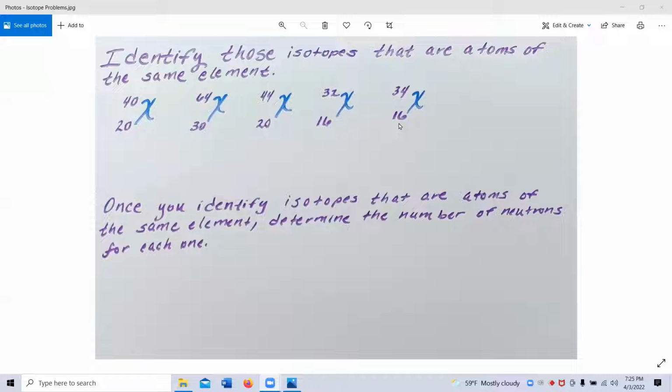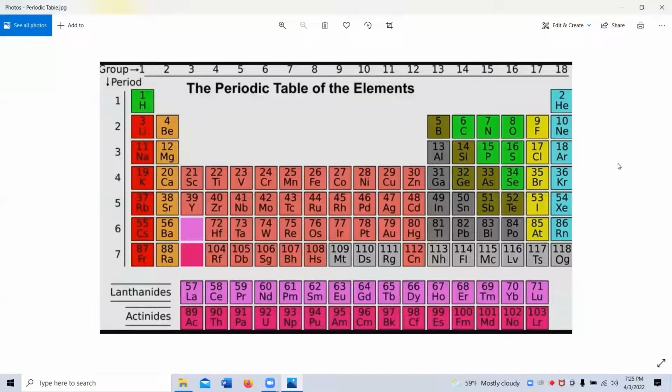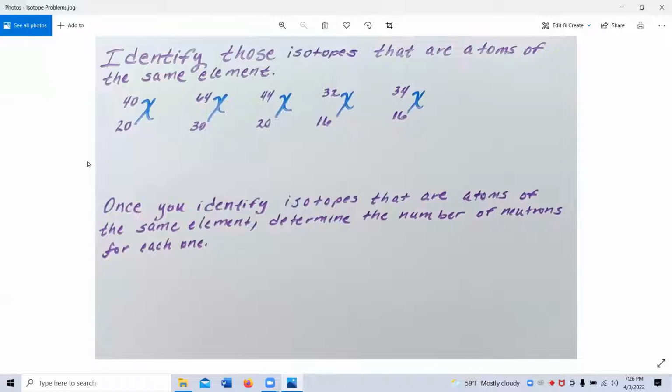Now, if you look at the periodic table of elements, let's go find out what element has an atomic number of 20 and what element has an atomic number of 16. So here's the periodic table of elements. Calcium has an atomic number of 20, and sulfur has an atomic number of 16. So now that you've identified those isotopes, they have the same number of protons.